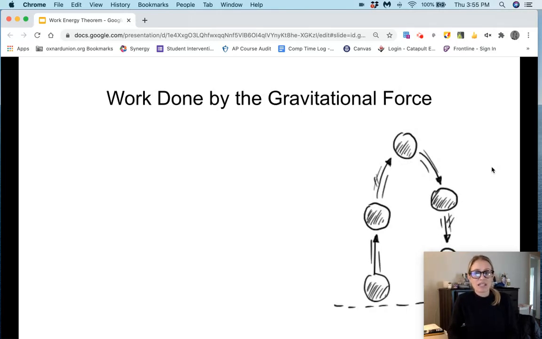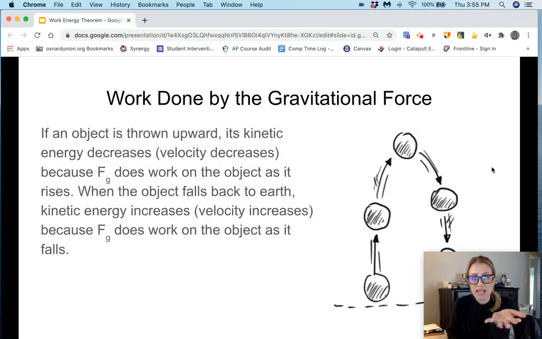Now, when we have something like the gravitational force, we might be, say, throwing a ball up into the air, and then as that ball rises up in the air, the kinetic energy is decreasing, right? Because velocity is decreasing. If it's going straight up and straight down, the velocity decreases to 0 at the very top, and we have all gravitational potential energy, and then it turns around, and then that velocity is going to increase as the ball falls back down.